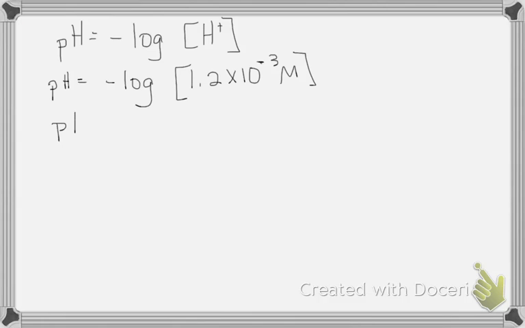What do y'all get? 2.92. 2.92 for a pH. And pH has no units. It's just a pH of 2.92. Okay, there's no units there. Everybody okay with that on your calculator?